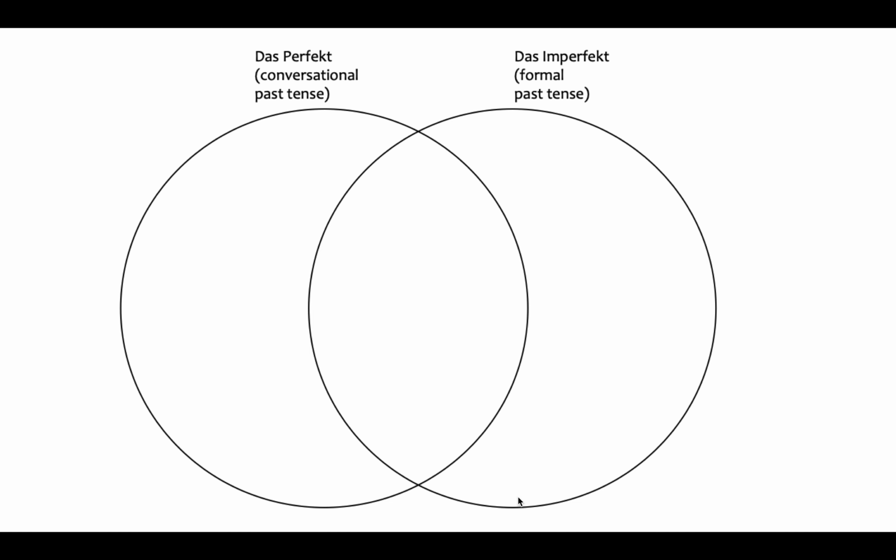The past tense that you learned in German 2 is called the perfect. In English, you'll sometimes hear it referred to as the conversational past tense. This newer structure that we've learned this year is called the imperfect, or sometimes called the formal past tense. We're going to look at how they're similar and how they're different. You can enter this information into the Venn diagram in your Google slideshow.